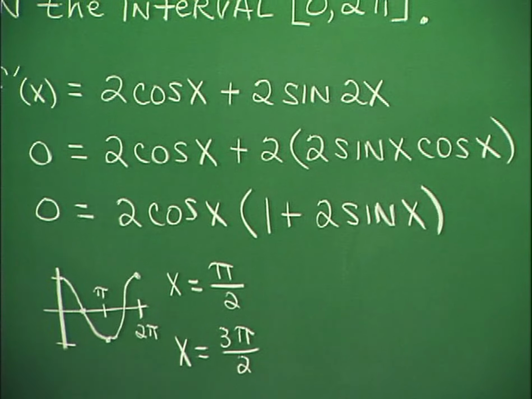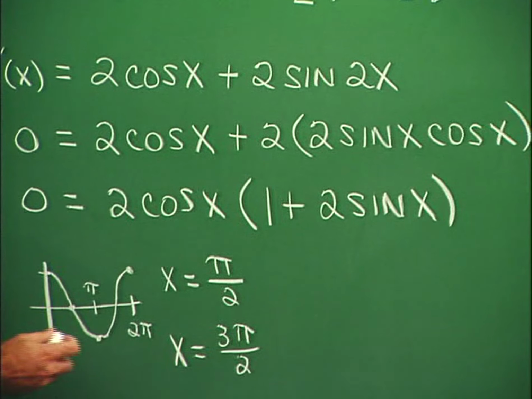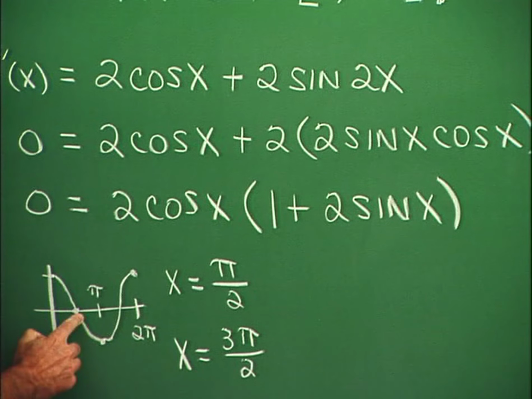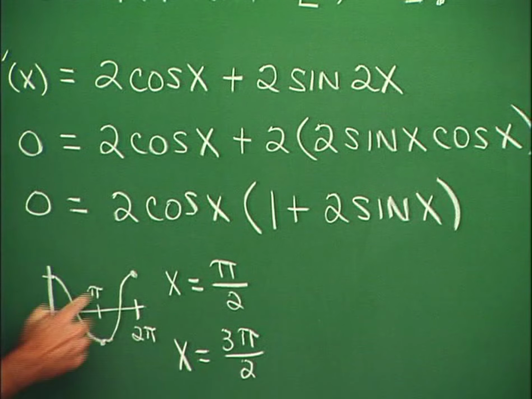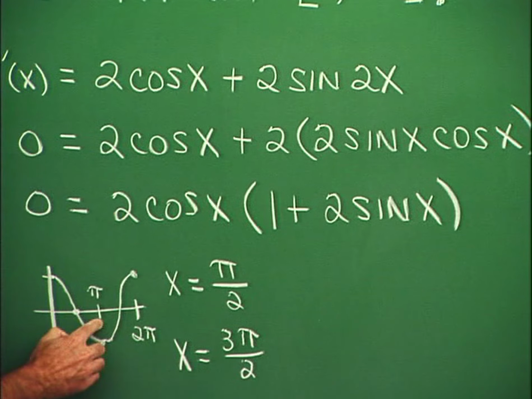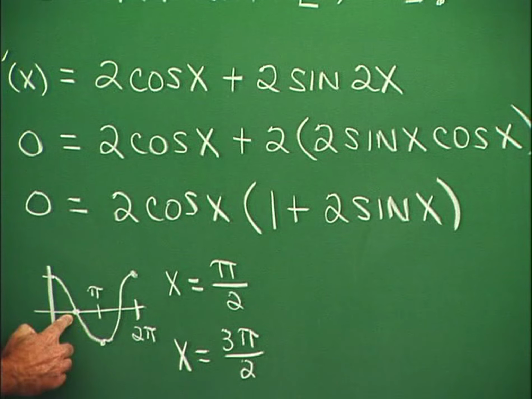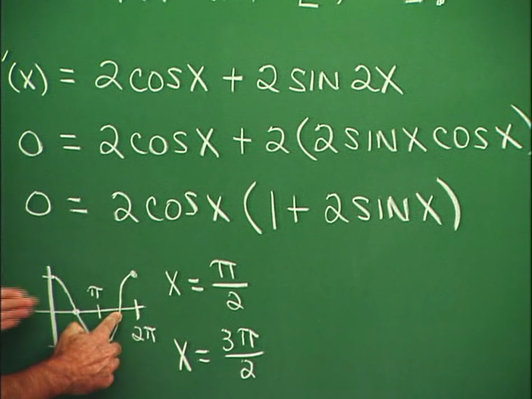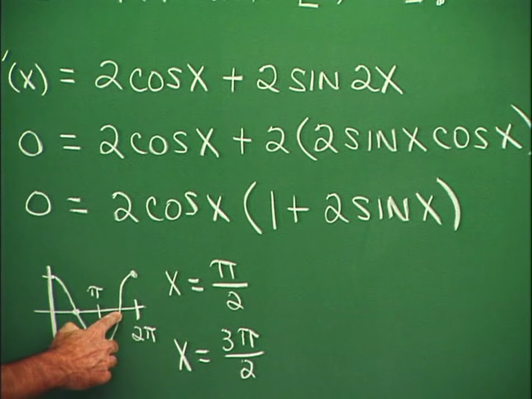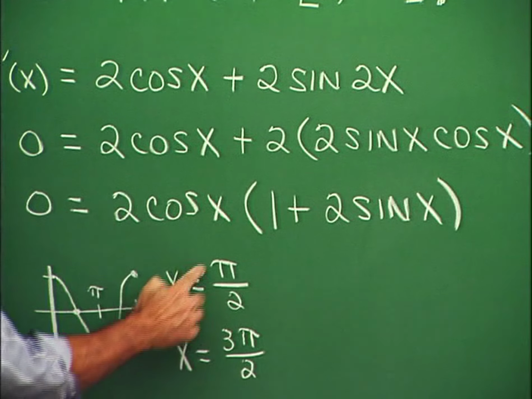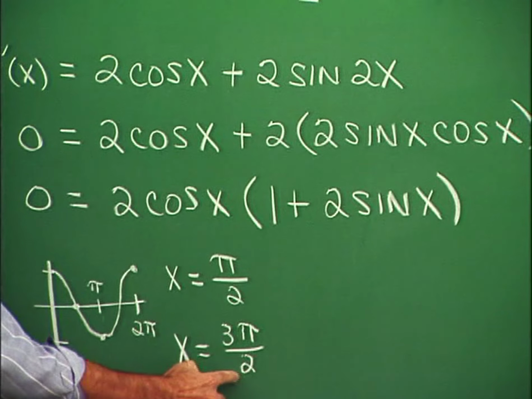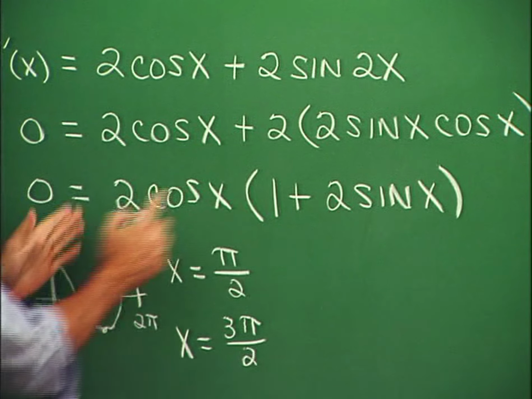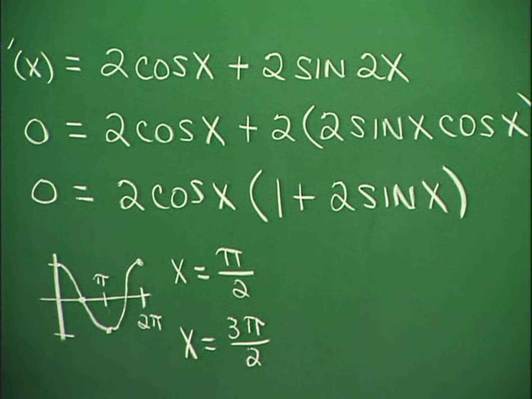Where along this curve is the cosine going to be 0? The cosine of what angle, or how many radians, would be 0? Well, it would occur right here. Here's pi. Oh, that's pi over 2. So the cosine of pi over 2 is 0. And we have another x-intercept for the cosine curve right here at 3 pi over 2. So for an x of pi over 2 or an x of 3 pi over 2, we have a 0 for this factor, and therefore a solution to this equation.